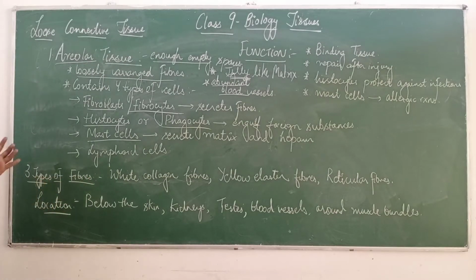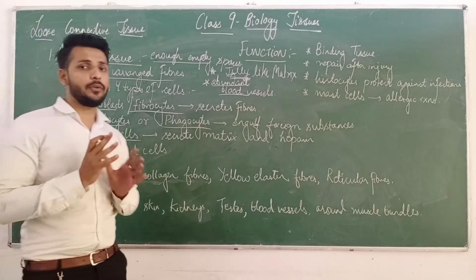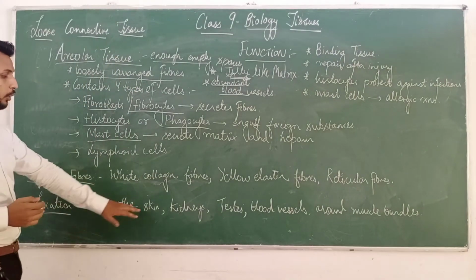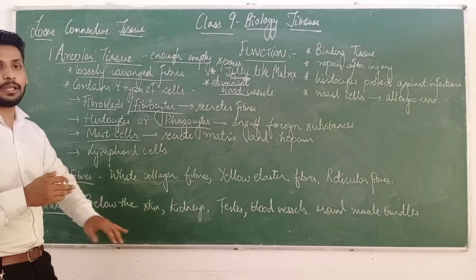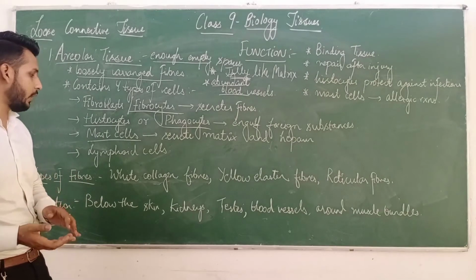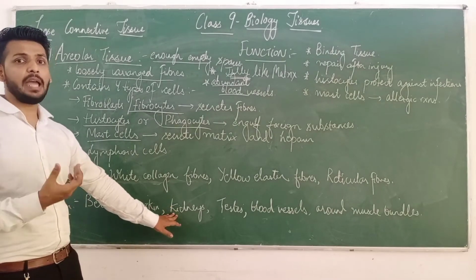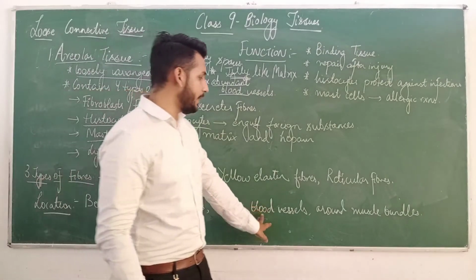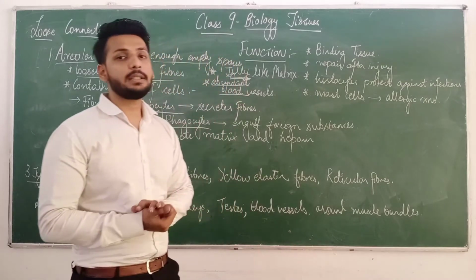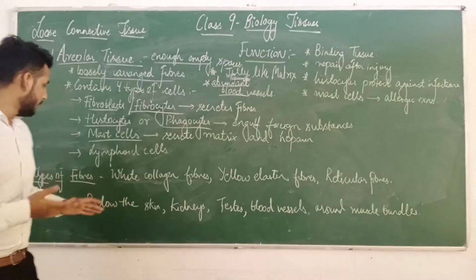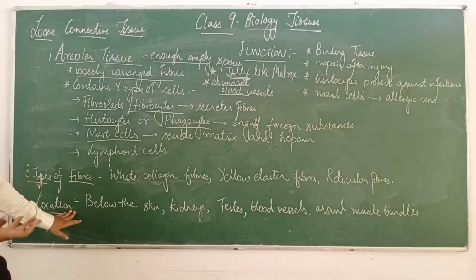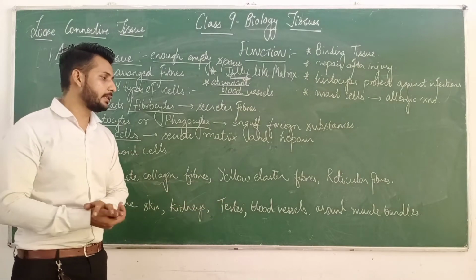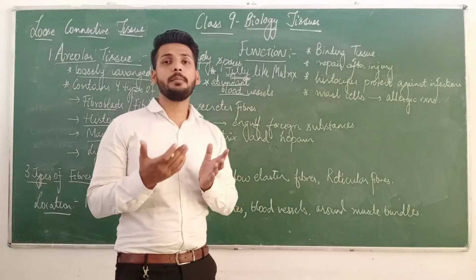And where are they located? The main question is where are they located? They are located below the skin. They attach skin with the muscles and all. They also fill the empty spaces: kidney, testes, blood vessels around the muscle bundles. So here is the location where they are present: below the skin, kidney, testes, blood vessels around the muscle bundles.